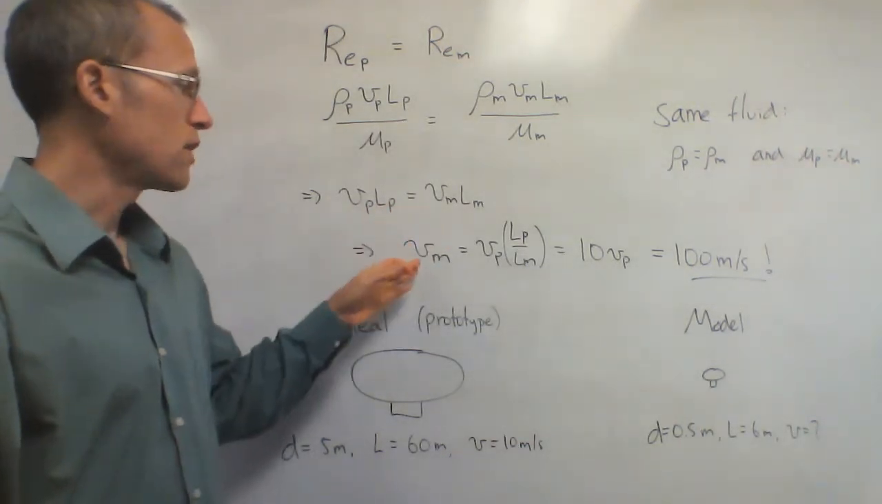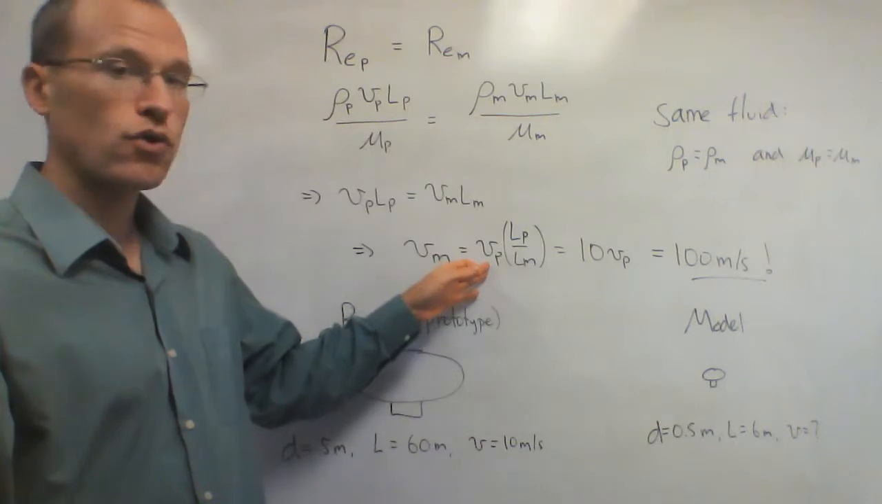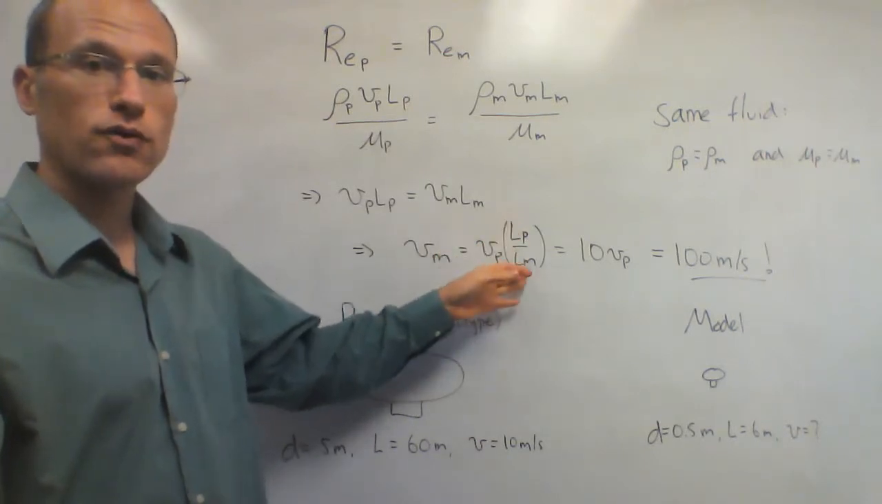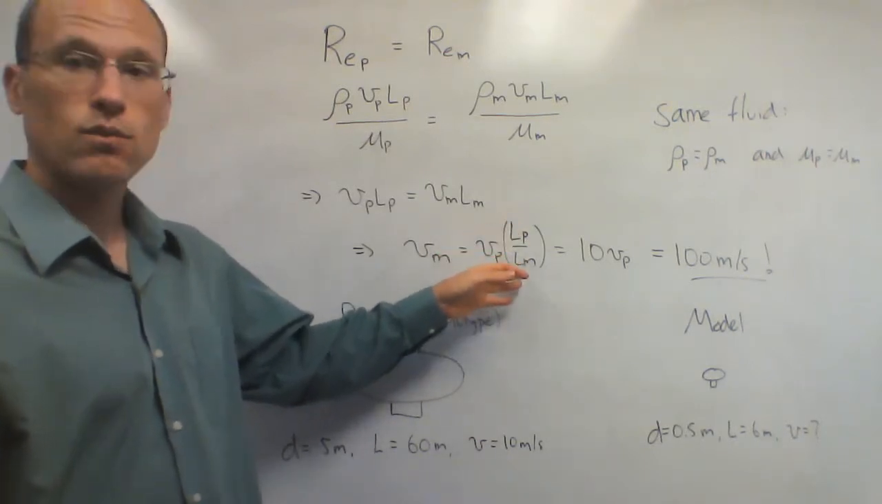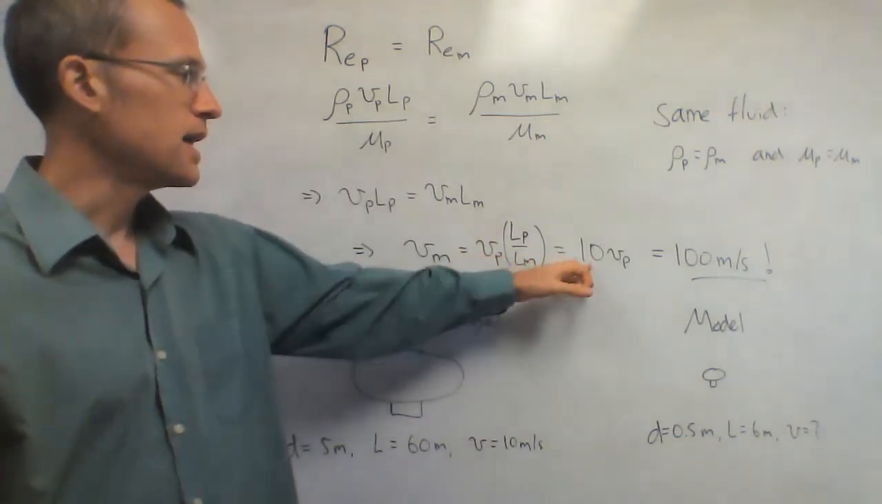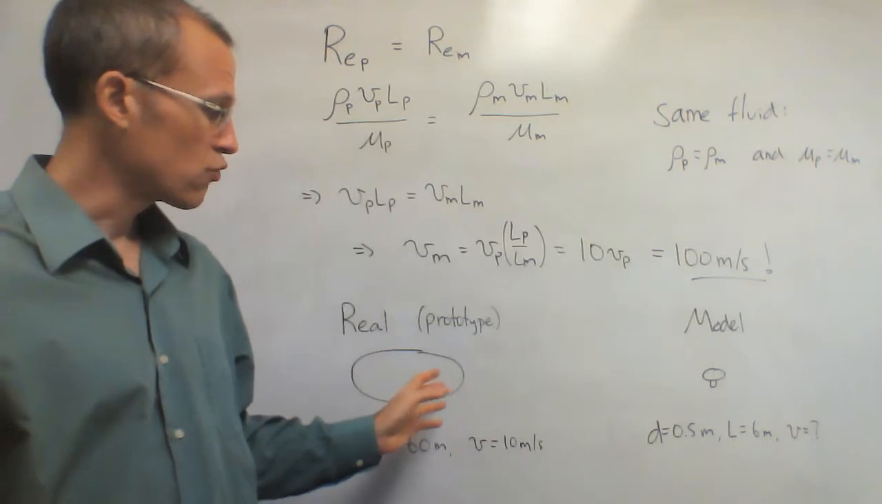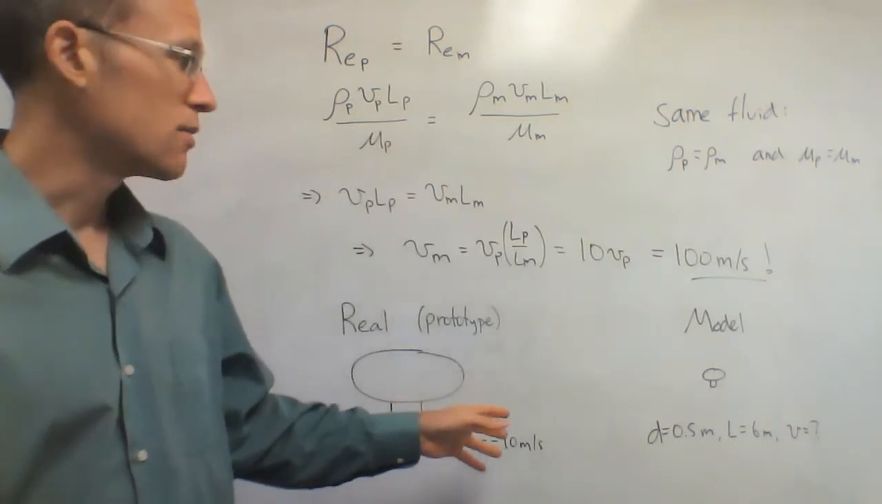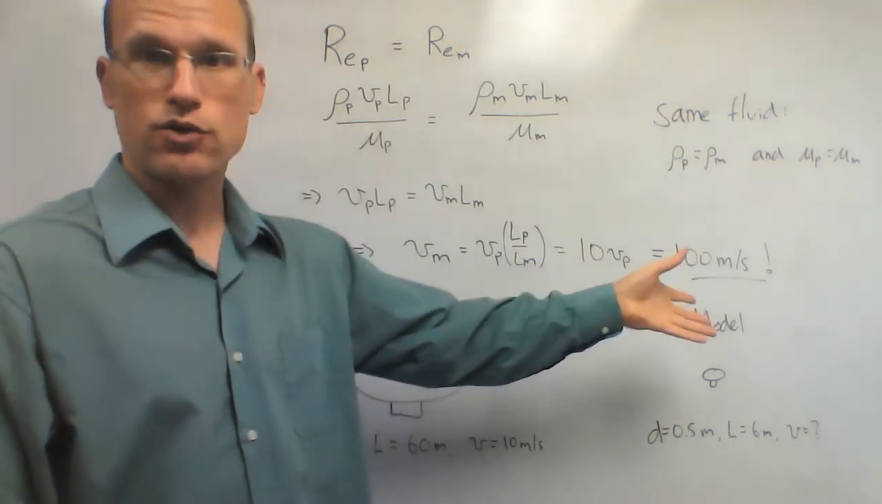So solving that for the velocity of my model, it's velocity of the prototype times length of the prototype over length of the model. 1/10 scale model, so this number is going to be a 10. So my model velocity is 10 times my prototype velocity. Prototype velocity is 10 meters per second, so my model velocity is actually 100 meters per second.